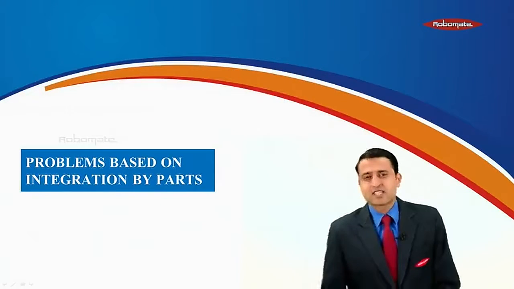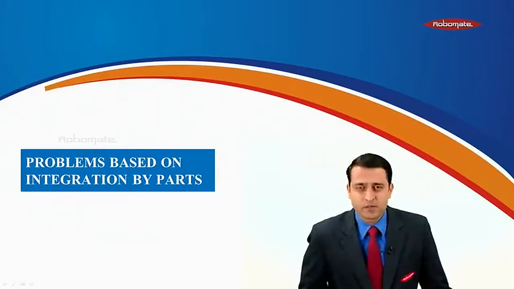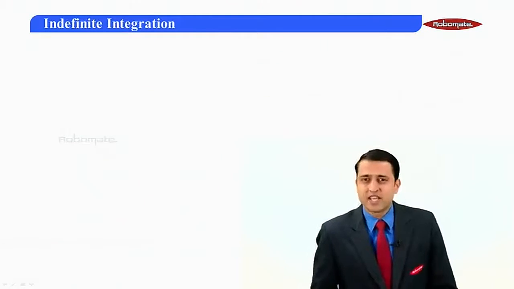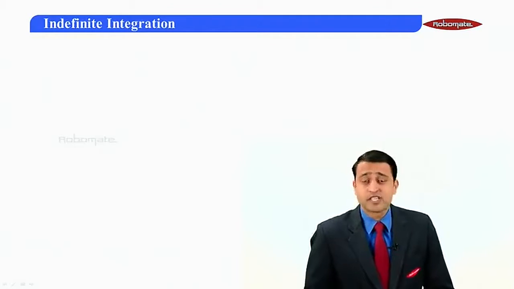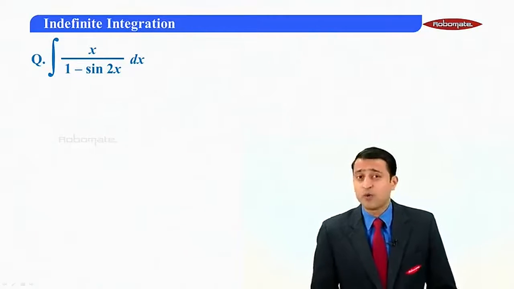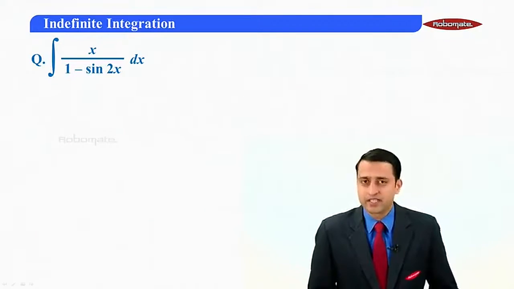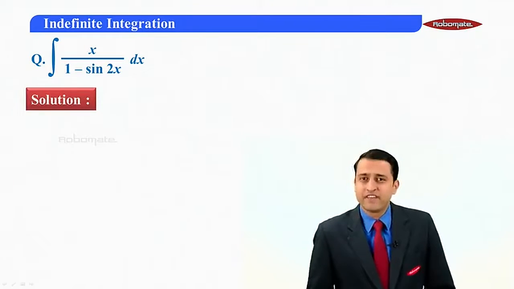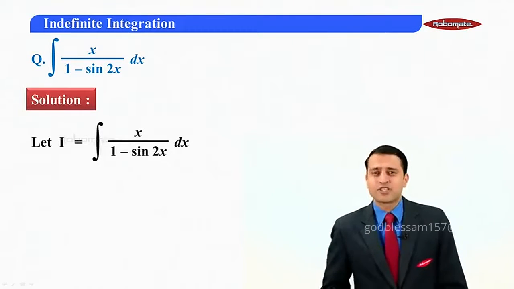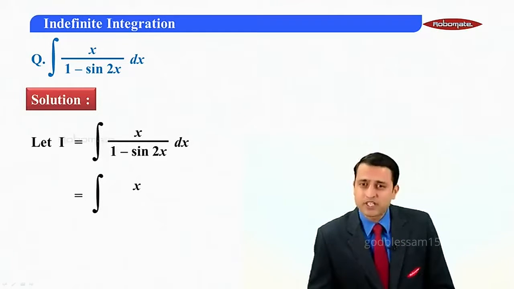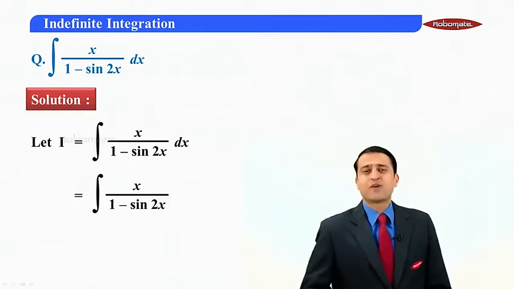Hello my dear students, let us continue our discussion of the type integration by parts. In this module, let's see an interesting question. The question says, evaluate the integral x upon 1 minus sine 2x dx. Now we know the very first step, and that's copying the question. Now my dear students, let me copy the question again, because as of now I don't know what to do in the sum.